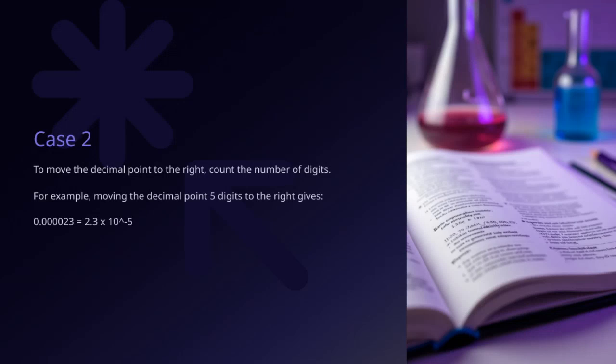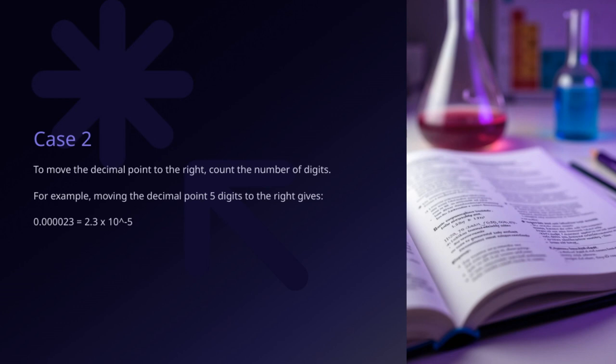All right, let's look at this example. 0.000023. When we write it in scientific notation, it becomes 2.3 times 10 to the power of negative 5. Now, to understand how we arrive at that, we can think about moving the decimal point. In this case, we move it 5 places to the right. To do this correctly, we count the number of digits we move the decimal point across. So, starting from the original number, we move the decimal 5 digits to the right until we're back to a number between 1 and 10.